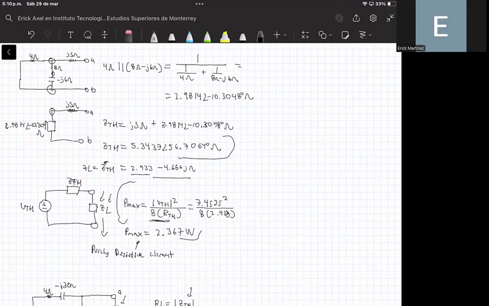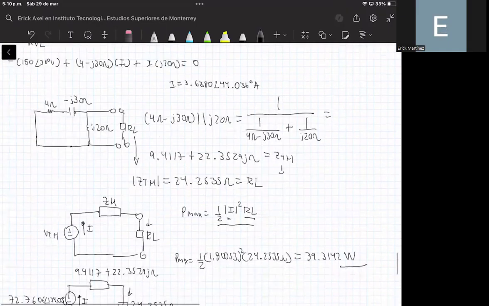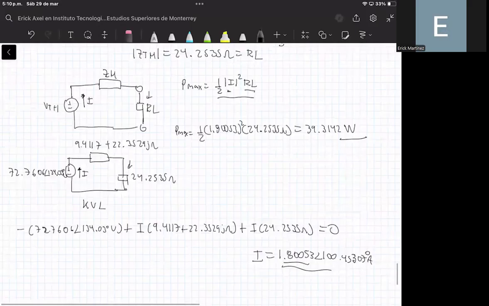But when you are considering a purely resistive element, remember that in order to know the value of the resistor that ensures maximum average power transfer, you need to compute the magnitude of the Thevenin impedance. And in this case, you can use the formula to compute the maximum average power transfer given the resistor that you have. Based on this formula, you can know the maximum average power transfer in the case that you are only considering a purely resistive element, and that in this case is RL.